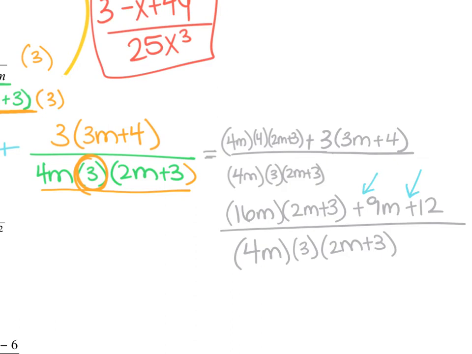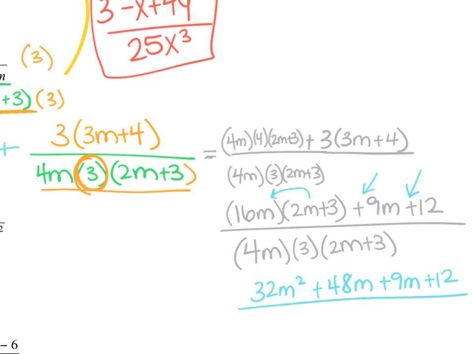So I'm going to distribute and get 32m squared plus, what's 16 times 3? 48m, plus 9m plus 12 over 4m times 3 times (2m plus 3). And I'll do parentheses instead.